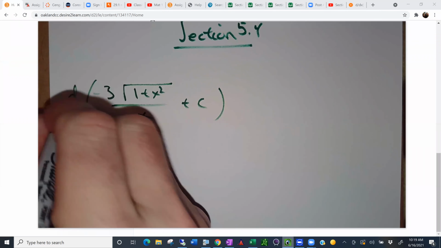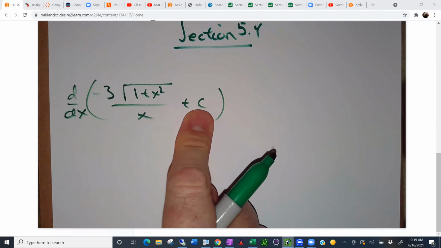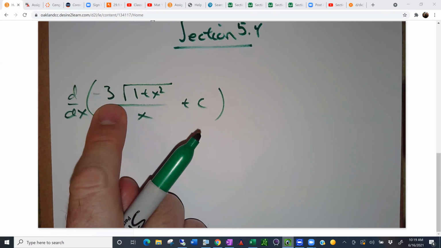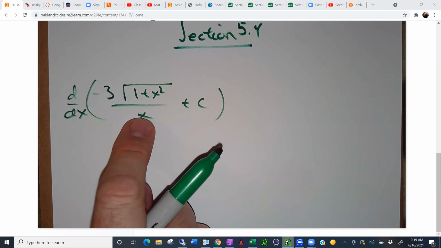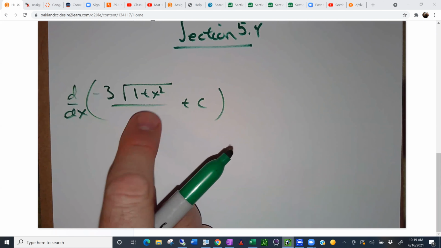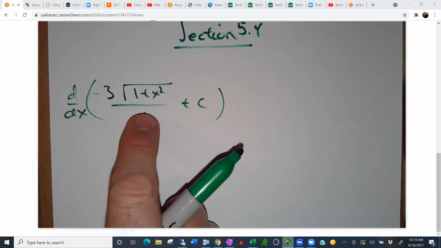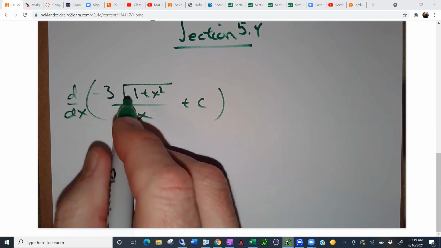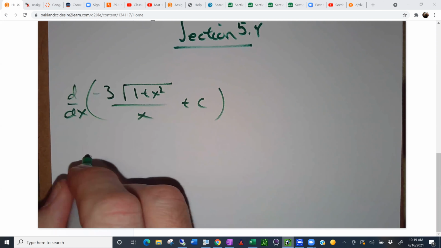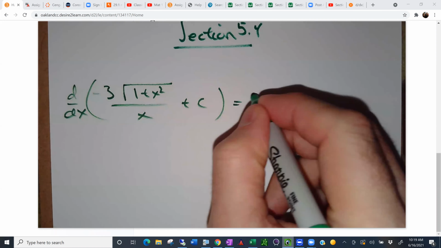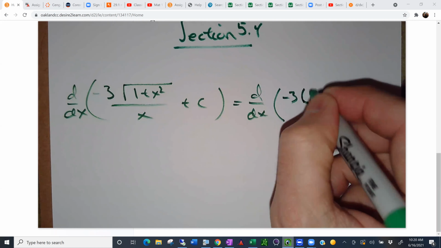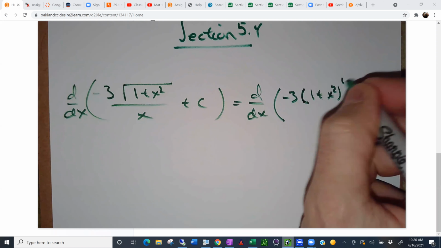It's going to be d by dx. Now, the nice thing for us here is that the derivative of a constant is 0, so we can just focus our efforts on differentiating this. This one, I don't think there's any real nice way to get around using the quotient rule. You're kind of stuck with it. I am going to rewrite this as something to the 1/2 power. So we'll do d by dx of -3 times 1 plus x squared to the 1/2 over x.